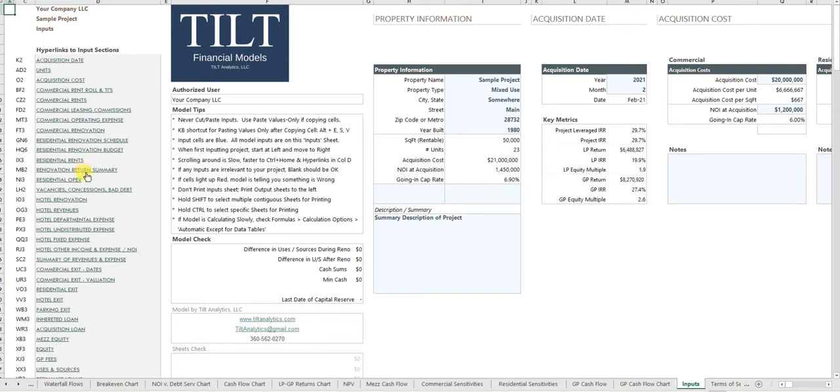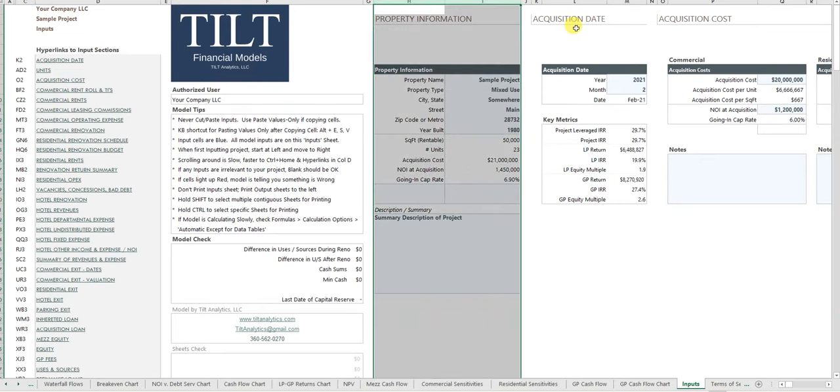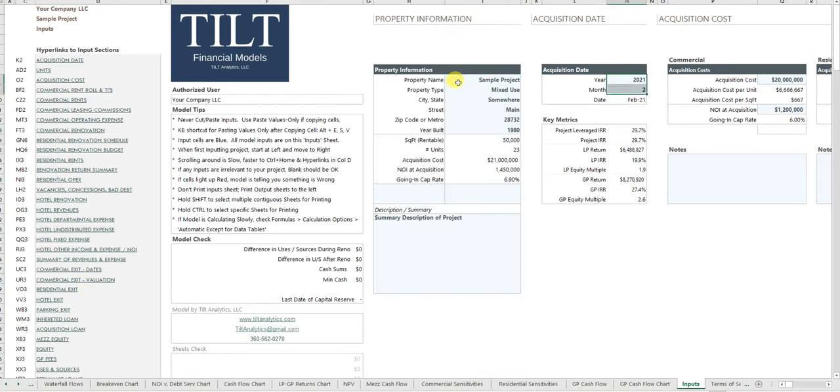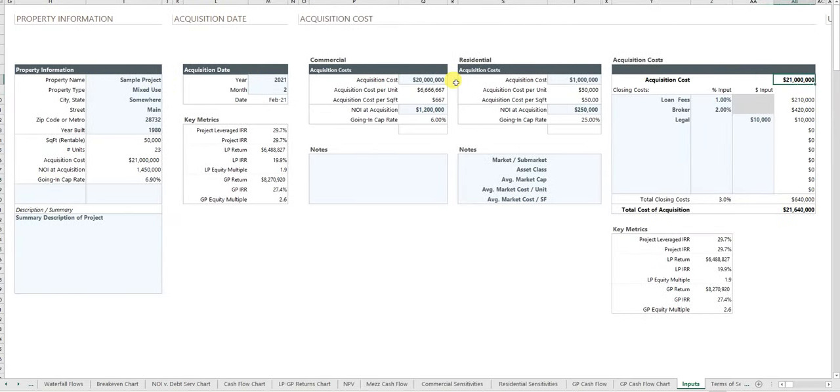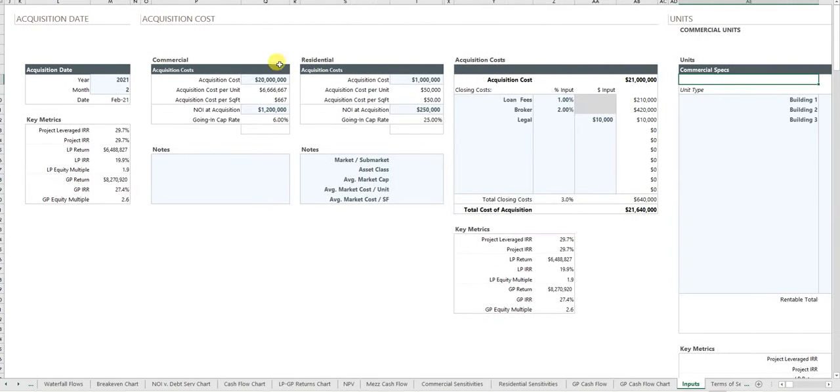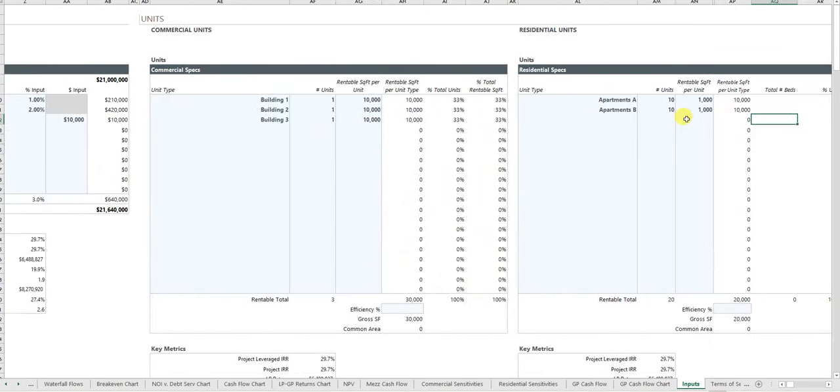So all the inputs are on one sheet, cleverly called the inputs sheet. The input cells are all blue highlight with a deep blue font, and all of the inputs are categorized by section, and all of them are hyperlinked over here in column D. So you tell the model about the property information, the date of acquisition, what's the cost to acquire, and you can have different acquisition costs for the commercial and residential side if you want to. Closing costs on the acquisition. We tell the model about what are your commercial units, what are your residential units.